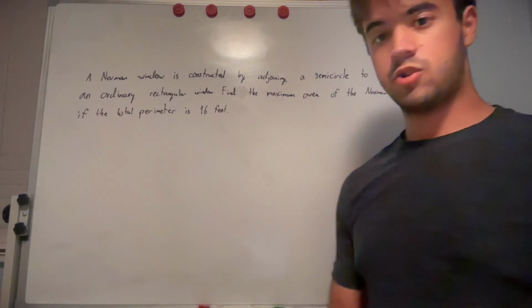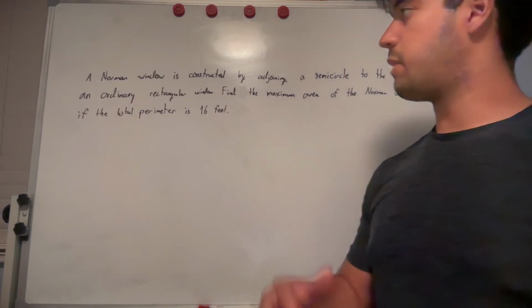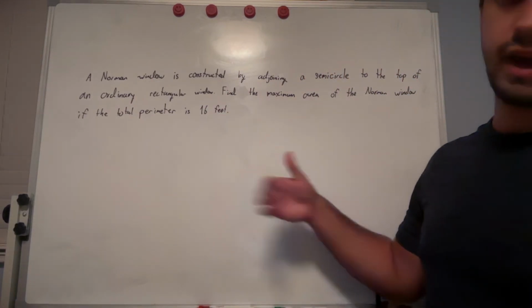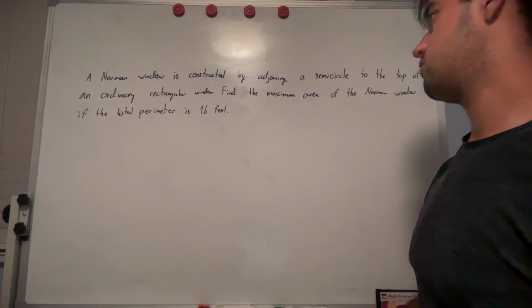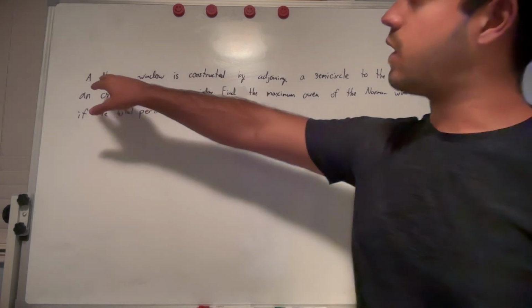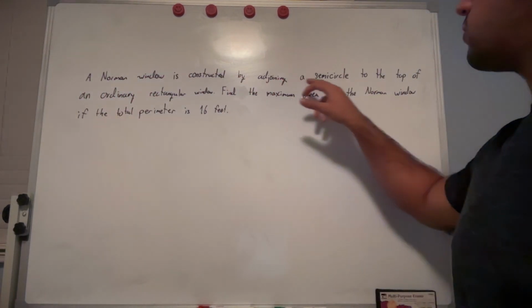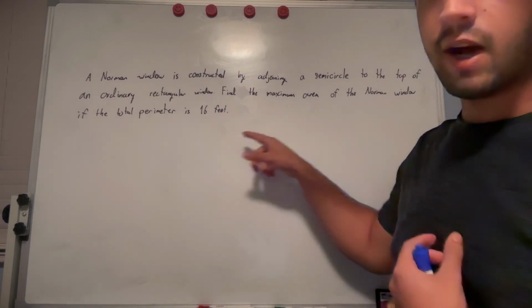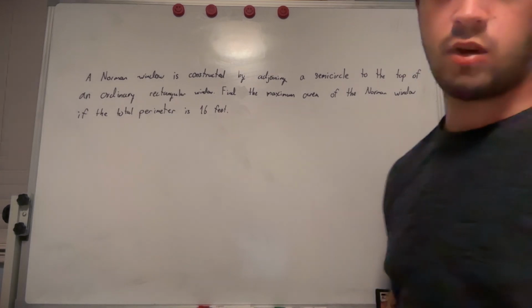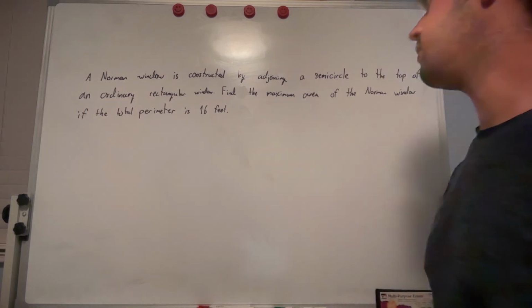Alright, for our last question, I'm actually going to have you do this one by yourself, and I'm going to show you my end result and see if you got the same answer or not. Maybe you can compare. So we have a Norman window is constructed by adjoining a semicircle to the top of an ordinary rectangular window. Find the maximum area of the Norman window if the total perimeter is 16 feet.